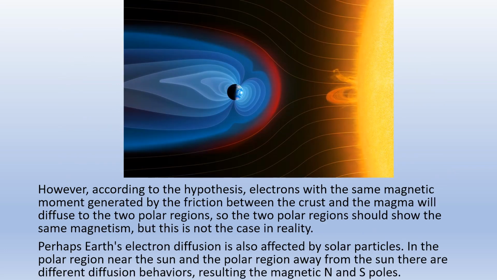However, according to the hypothesis, electrons with the same magnetic moment generated by the friction between the crust and the magma will diffuse to the two polar regions. So the two polar regions should show the same magnetism, but this is not the case in reality. Perhaps Earth's electron diffusion is also affected by solar particles. In the polar region near the Sun, and the polar region away from the Sun, there are different diffusion behaviors, resulting in the magnetic N and S poles.